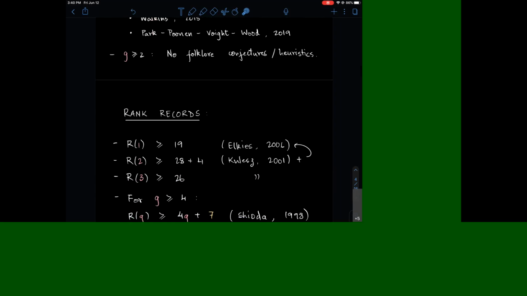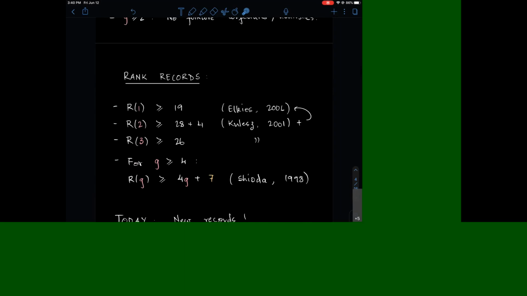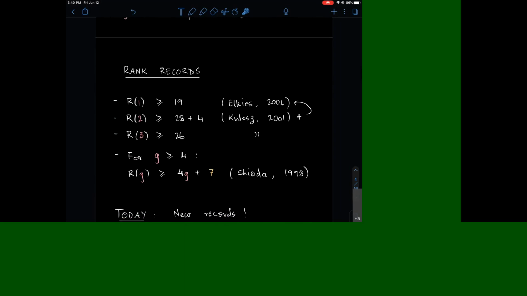And so what we can do is provide lower bounds. What has been done is we can provide lower bounds. For the genus one case, for elliptic curves, the current record is at least 19, due to Elkies. For the genus two case, it's at least 32.